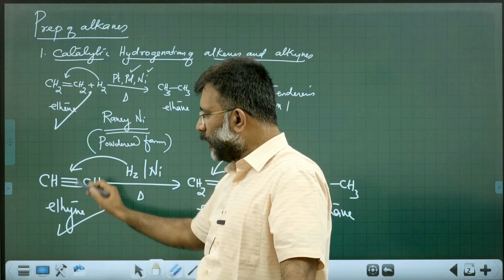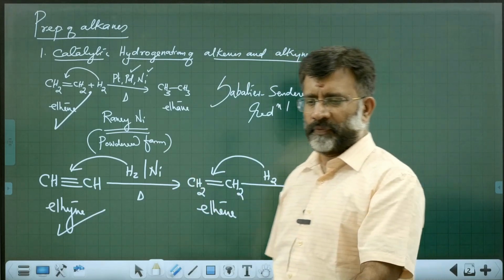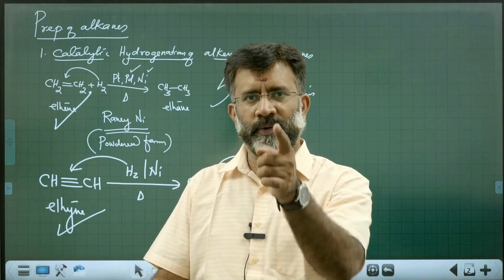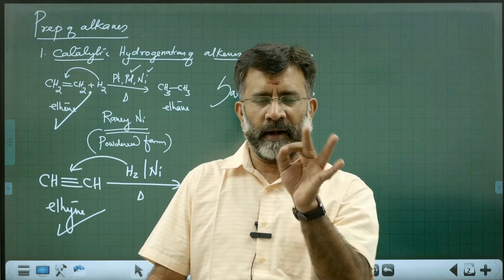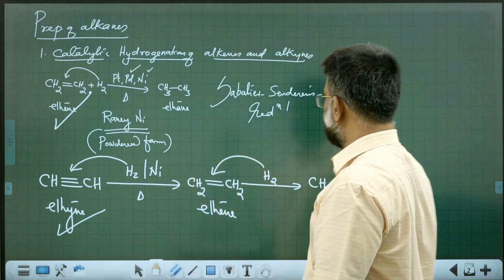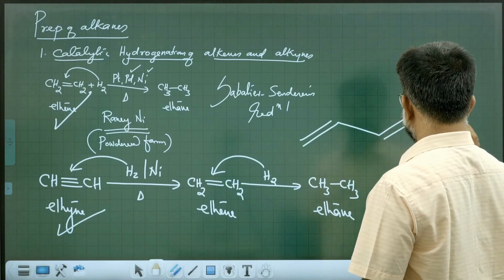There are two unsaturations, you need two H2. So for alkene, you need one H2. For alkyne, you need two H2. For one multiple bond, one H2. So what will be the scenario if you take such a molecule?